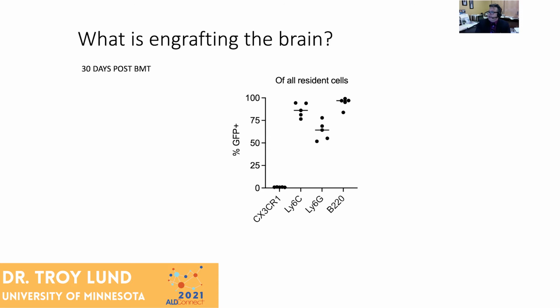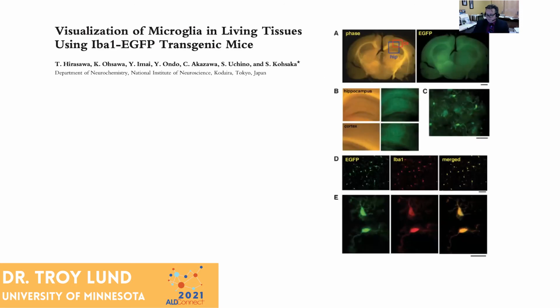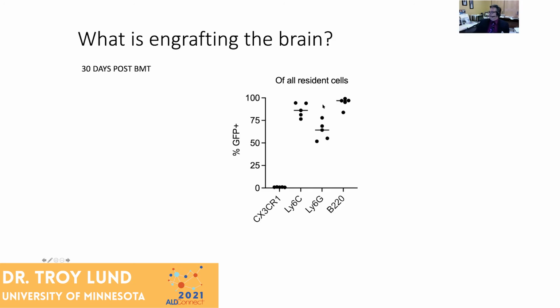We can look at the same data a different way. Again, this is 30 days post-transplant. So of all the cells up there, this is now the host and the donor. What percent are donors? If you look at all the B cells, 100% are donor. If you look at all the monocytes, about 80% are donor. If you look at all the granulocytes, about 60% are donor. There's still about 40% host granulocytes left over.